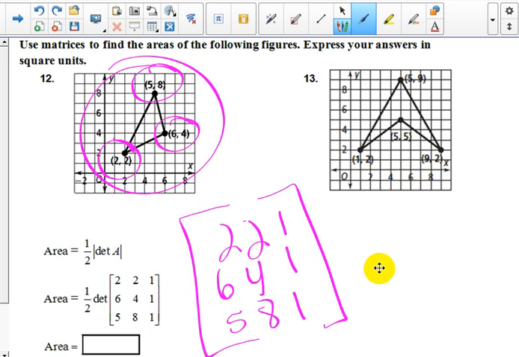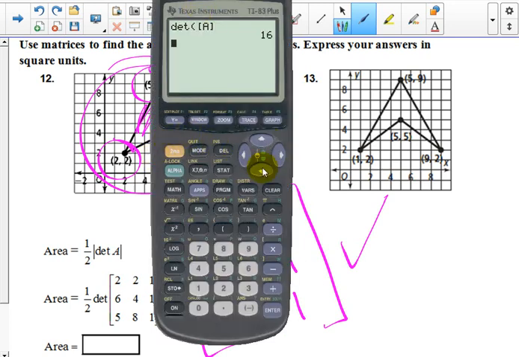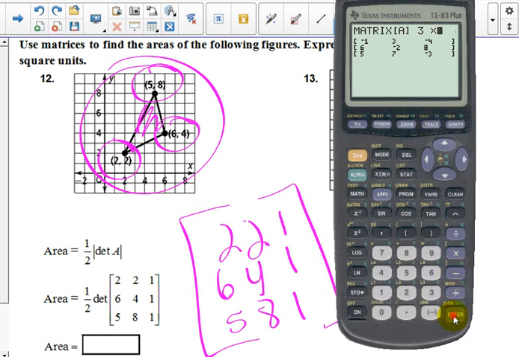Now take the determinant of this and multiply by 1/2, and you've got the area of that triangle. So let's plug this into the calculator and get our determinant. Whoops, I did it again. So get your calculator, and let's enter these in. I'm going to hit clear, go to matrix, edit. This is a 3 by 3 still, so enter, enter, and enter 2, 2, 1, 6, 4, 1, 5, 8, 1.